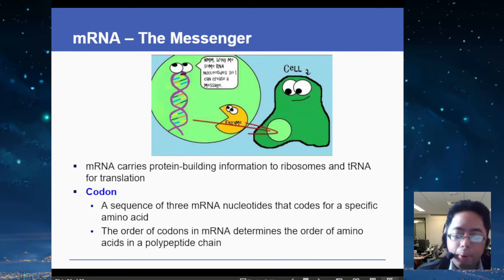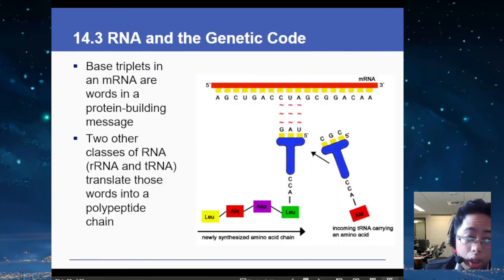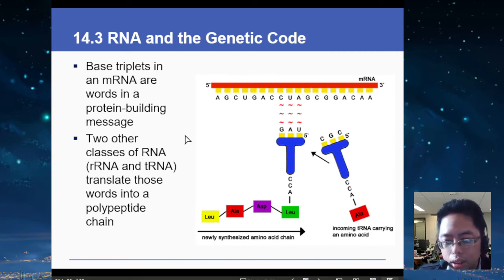So within the mRNA, you have a lot of 3-letter words made out of these 4 alphabets. So you have ATC, TAG, TAT, TTT, something like that. That's what we call a codon. A codon is a sequence of 3 nucleotides. As you can see here, the base triplets in all mRNA are words in the protein building message. So AGC makes this, UGA makes this, ACC makes this.